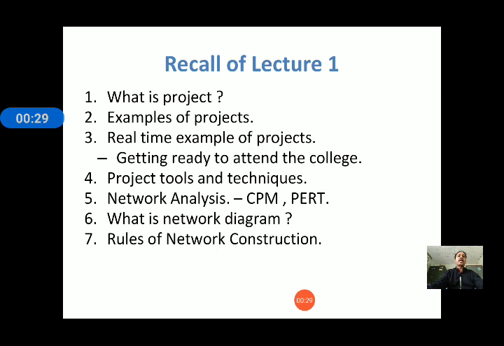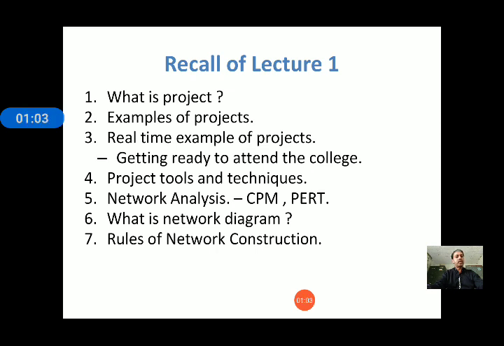Before starting lecture number 2, I will recall or revise lecture number 1. We had discussed the definition of a project. A project consists of interrelated activities and must be completed within a certain time limit and with available resources. We had also discussed examples of projects, including real-time examples.